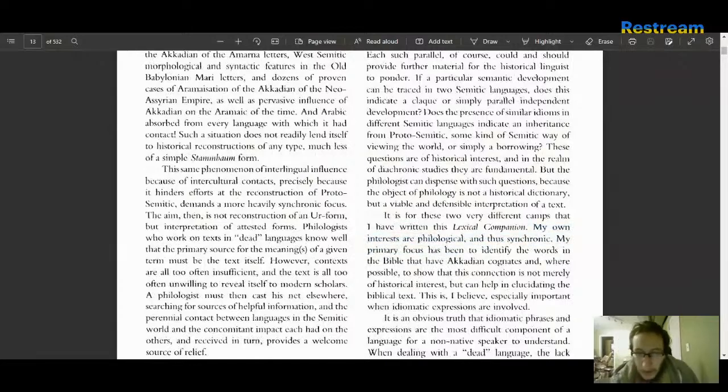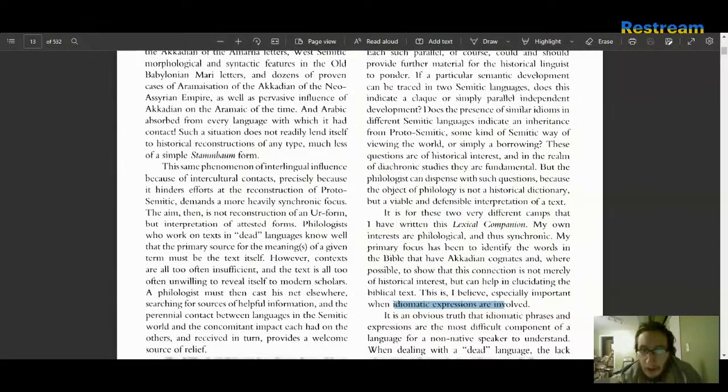His primary focus has been to identify the words in the Bible that have Akkadian cognates. Cognates is basically the same word in a different language. And where possible, to show that this connection is not merely of historical interest, but can help in elucidating the biblical text. This is, I believe, essentially important when idiomatic expressions are involved.